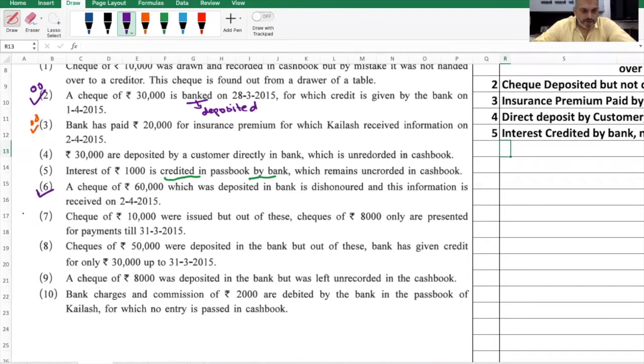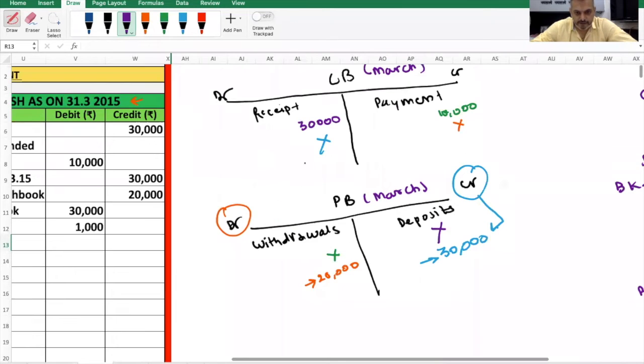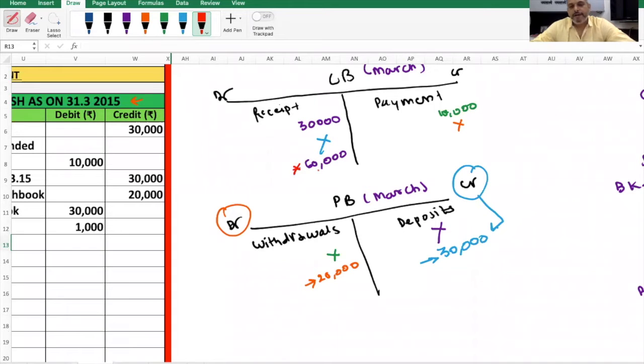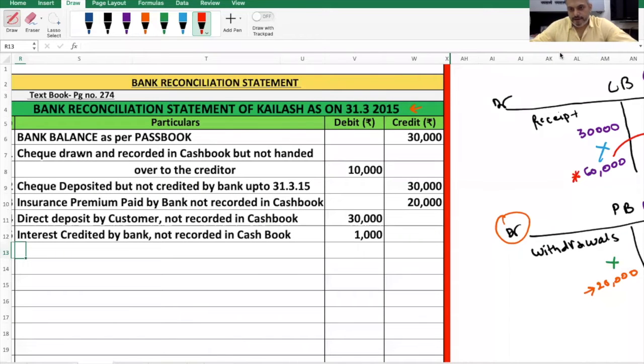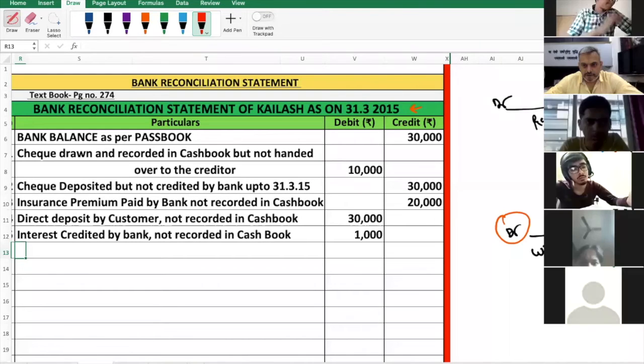A check of 60,000 deposited in the bank. So whenever we receive the check, we have recorded it on the debit side of cash book or receipt side of cash book. But this check got dishonored. So which side it will be recorded now? इसको करना पड़ेगा reverse. So this will be recorded now on the credit side in bank reconciliation statement. All of you understood this?